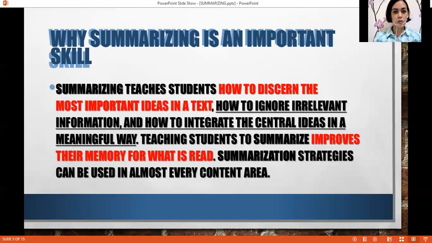It doesn't only mean that because I'm going to do a research paper, research work, I need to do summarizing. Nope. It says here that summarization strategies can be used in almost every content area.